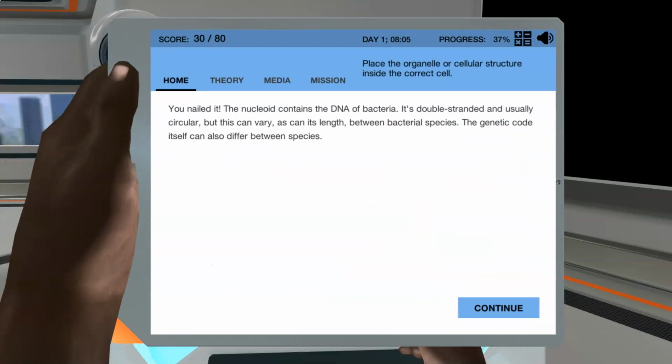You nailed it. The nucleoid contains the DNA of bacteria. It's double-stranded and usually circular, but this can vary, as can its length, between bacterial species. The genetic code itself can also differ between species.